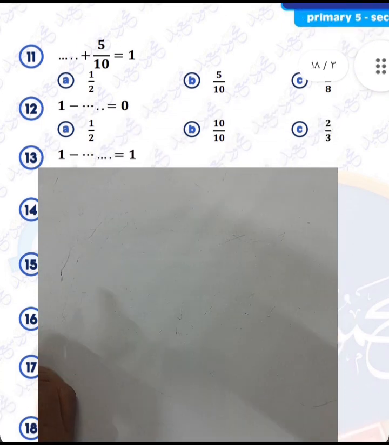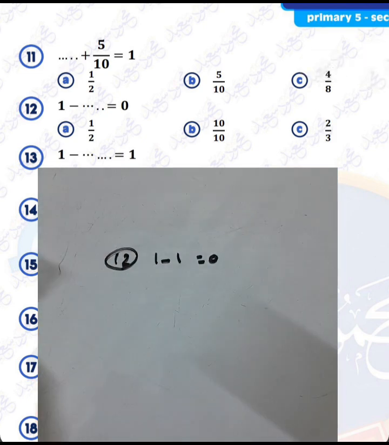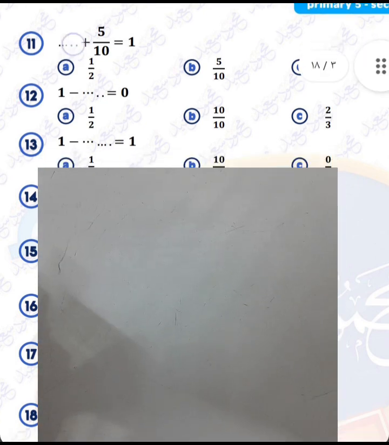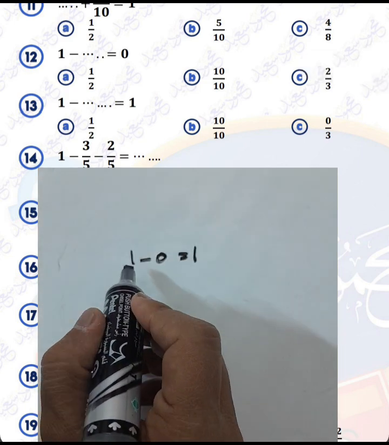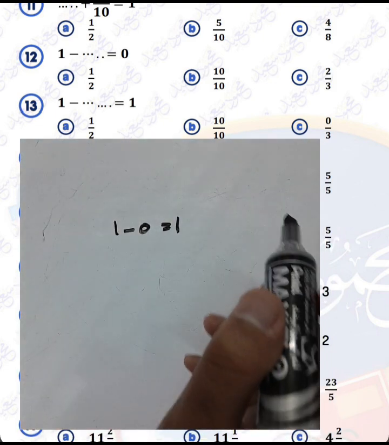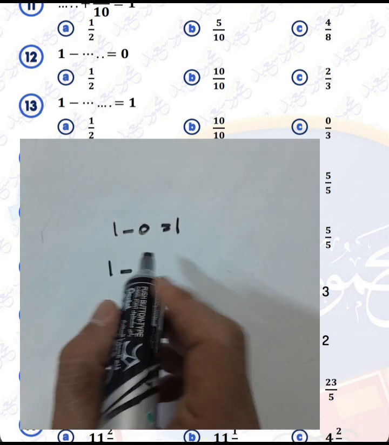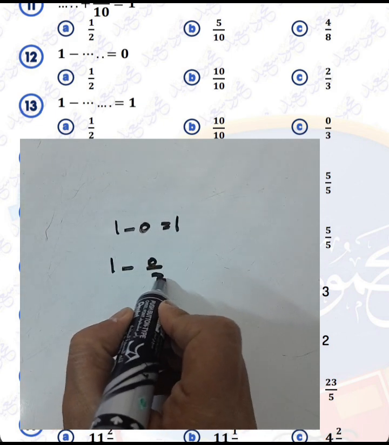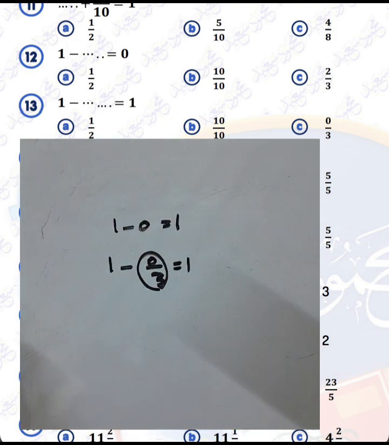Next question, number 12. 1 minus 1 equals 0. 1 minus 0 will be 1. This is question 13, and we must choose letter C. 1 subtract 0 over 3, because 0 over 3 will be 0. 1 minus 0 equals 1.